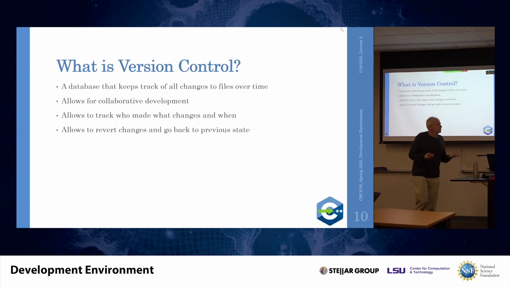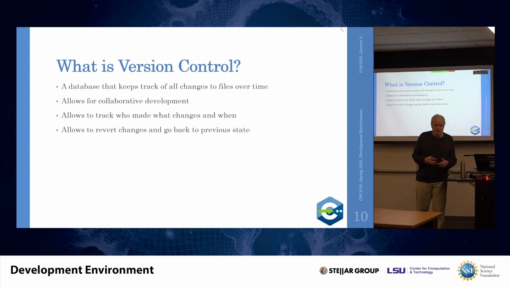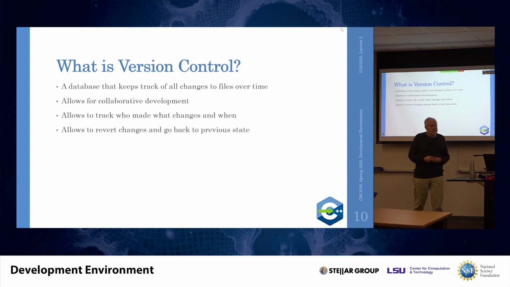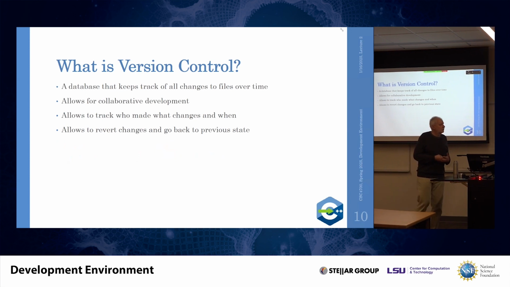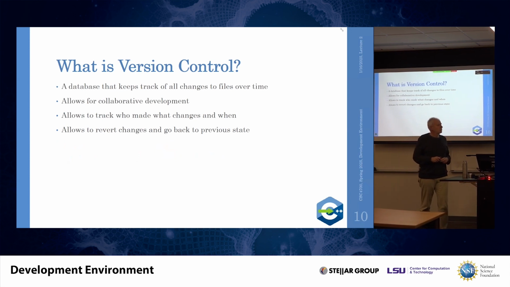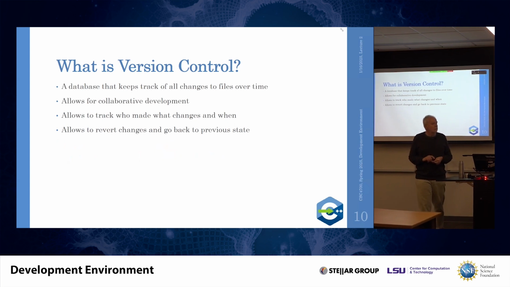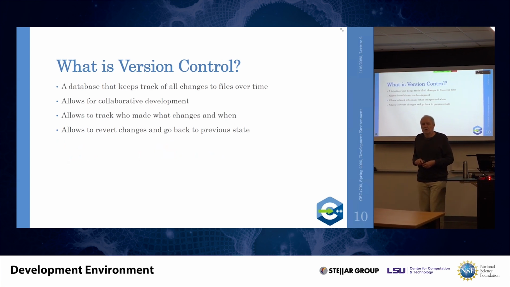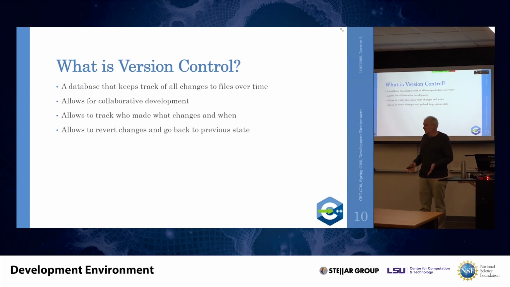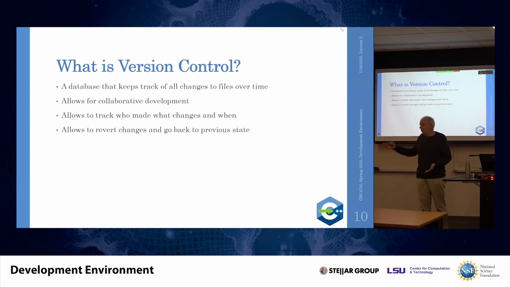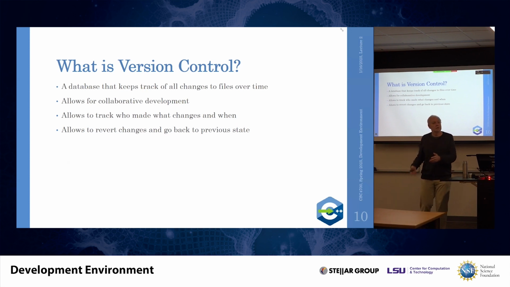Okay, version control. Just a bit more general, not just Git, but in general, version control is a database that keeps track of all changes to the files over time. So it allows for collaborative development because it goes into the same database eventually, and it allows you to track who made what changes and when. It also allows you to go back in time and say, yesterday it worked, today it doesn't work anymore. What did change? Who broke the code? So you can look at the history of the changes and can even go back in time and say, okay, let's go back here and retry again, or things like that.